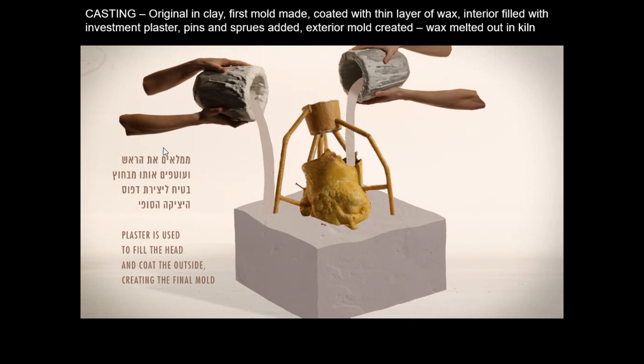We would then put pins through the wax into the plaster in the core and add what we call sprues, S-P-R-U-E-S, to facilitate the flow of metal in our final version. We would then pour a plaster mold around all of that, and then place the whole thing in a kiln, which would cause the wax to melt out, leaving empty channels where the sprues were, and holding the core in place because of the pins.